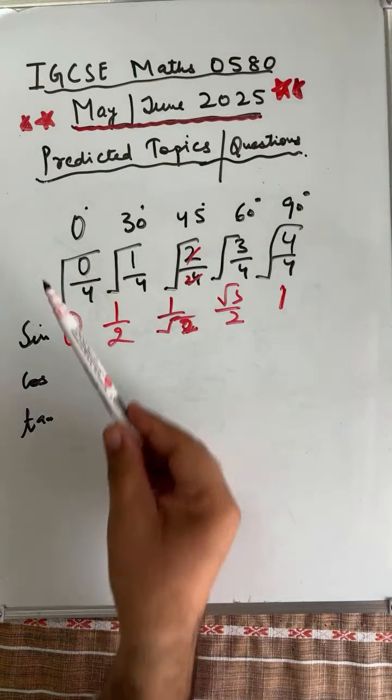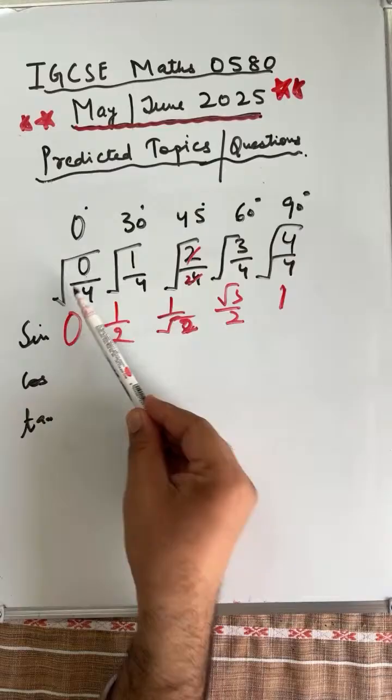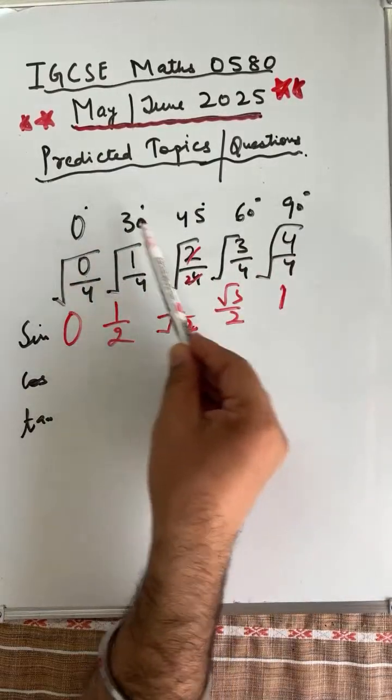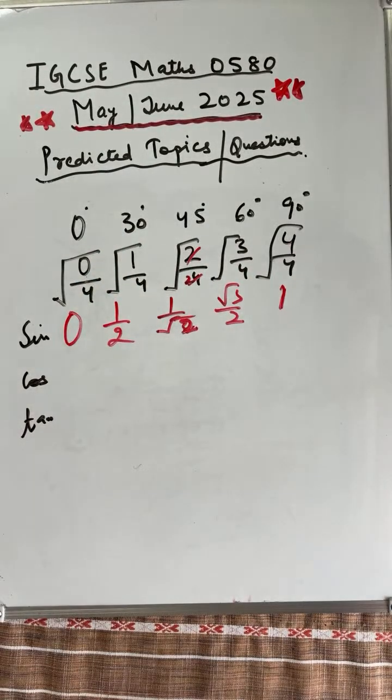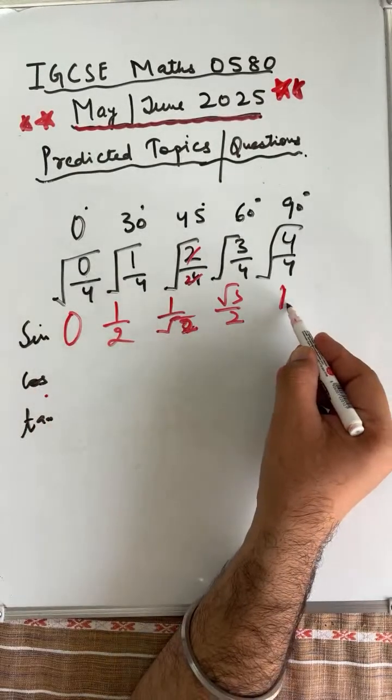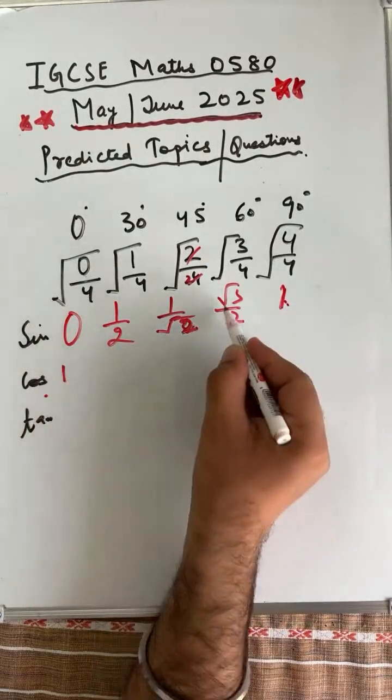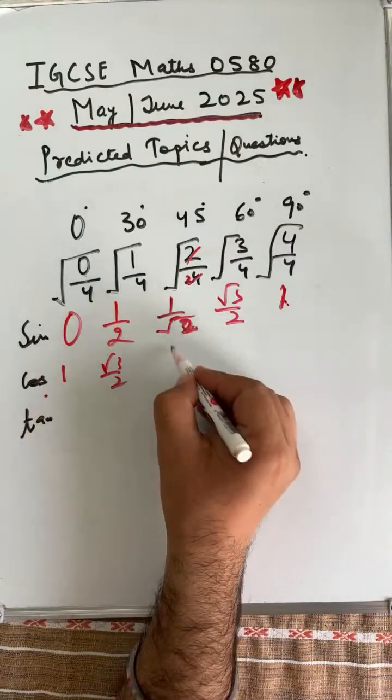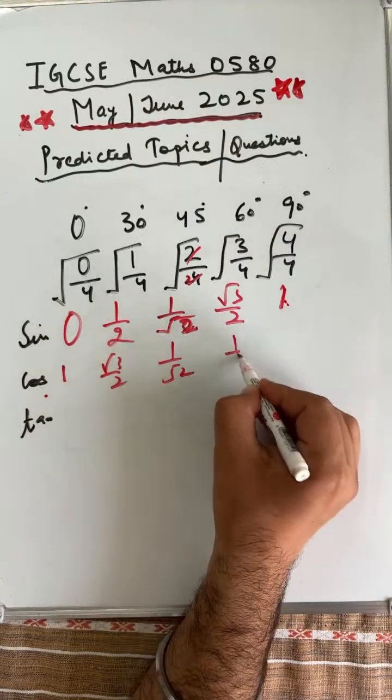What we have to do, you write 0, 1, 2, 3, 4 divided by 4, 4, 4, 4 and then put the square root sign. Okay, Pradeep is saying yes. Now for the cos, you write from the back. This is 1, root 3 by 2, 1 upon root 2, 1 by 2 and 0.